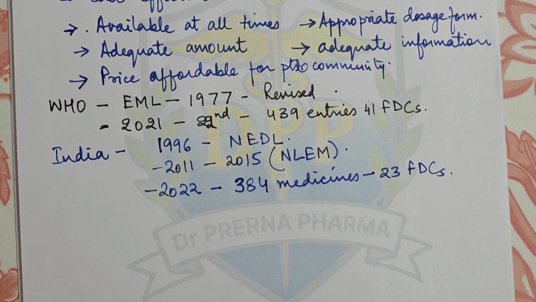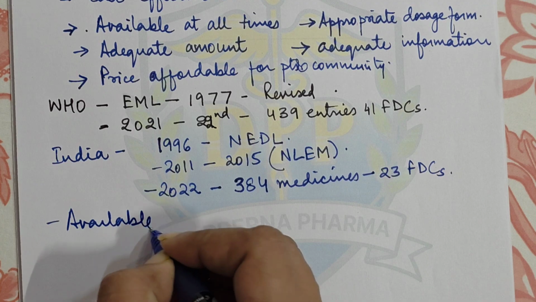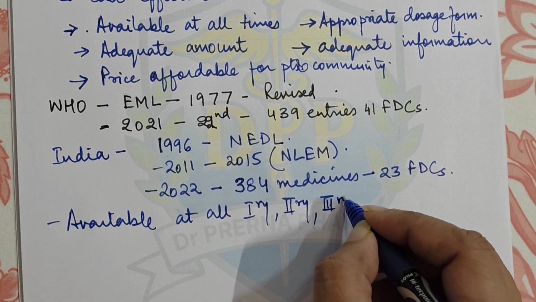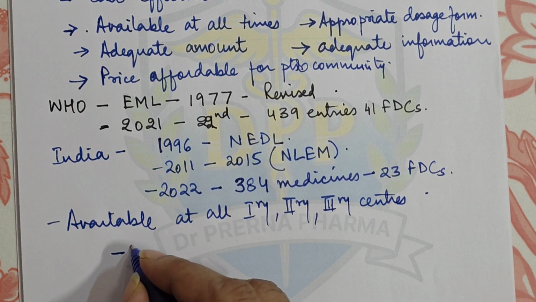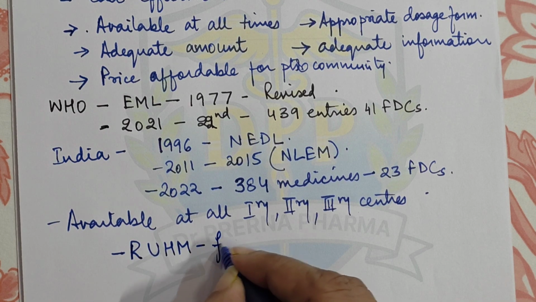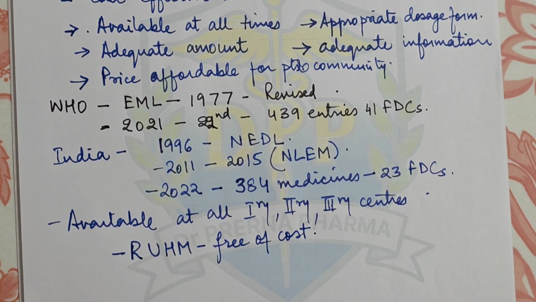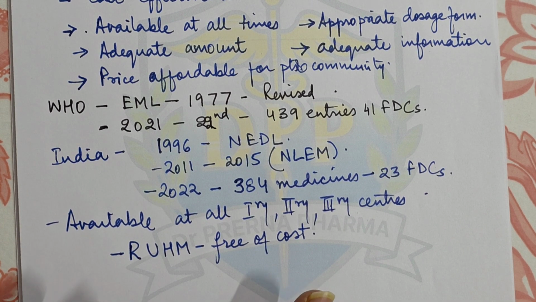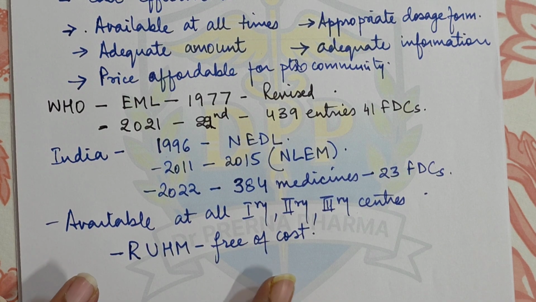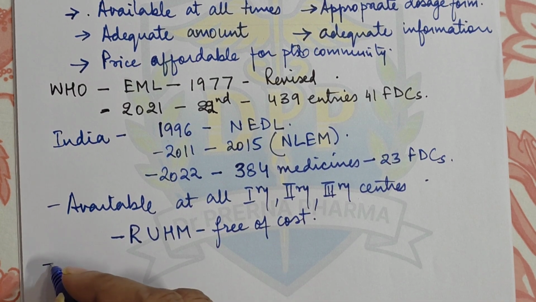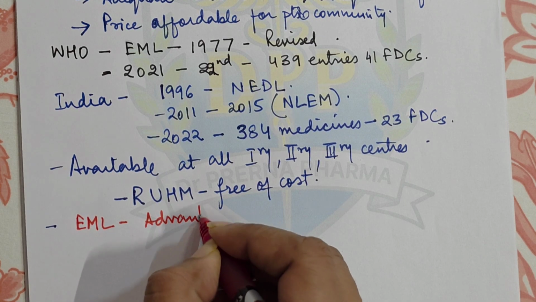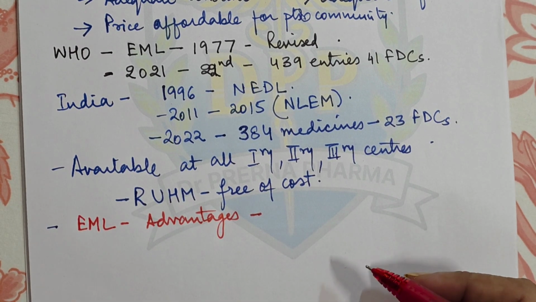So these medicines are available at all centers, that is primary, secondary and tertiary centers, right? And these drugs under the rural and urban health missions are being provided free of cost at various public health facilities also. That is the main important thing about essential medicines, that for poor patients even a single rupee is not affordable, so these medicines can be given free of cost to the patients. So what are the advantages of the essential medicine list? Suppose they ask you why this concept was made, what is the need of this particular list.